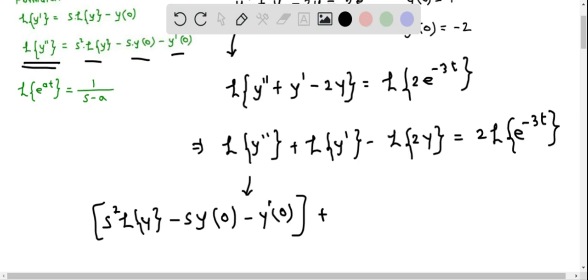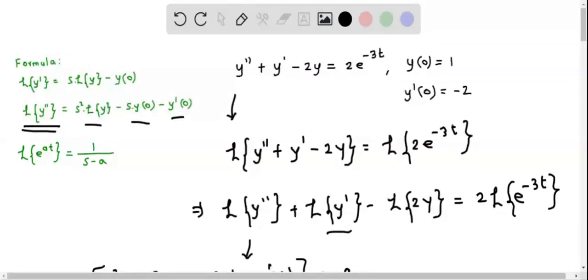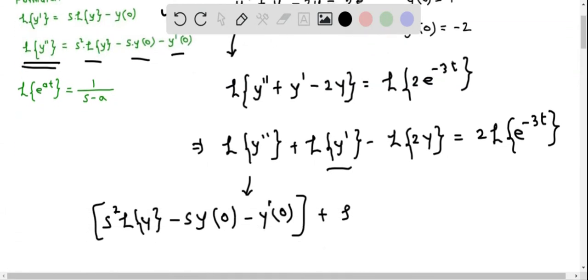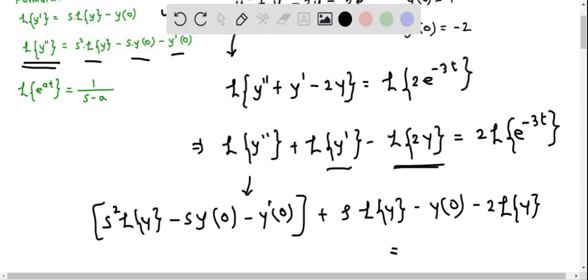Now let me use the Laplace transform formula for y prime. That is s times Laplace transform of y minus y of 0. We are using this formula. So it becomes s times Laplace transform of y minus y of 0. Then we find the Laplace transform of 2y. So I can factor the 2 and then take the Laplace transform of y. And this equals 2 times Laplace transform of e raised to the power of negative 3t.